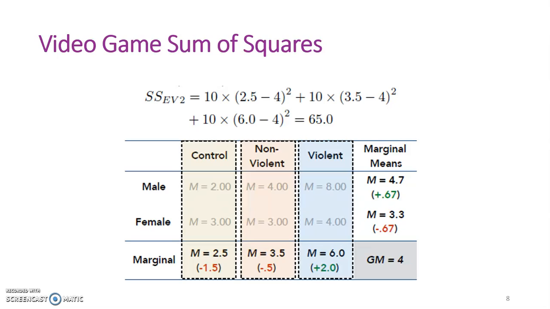So we see that we have 10 multiplied by the group effect for the control group, plus 10 multiplied by the group effect for the non-violent video game group, plus 10 multiplied by the group effect for the violent video game group. And each of those group effects are squared. And that gives us the sums of squares for video game, which we see here is 65.